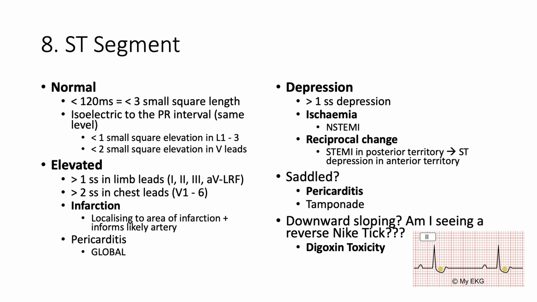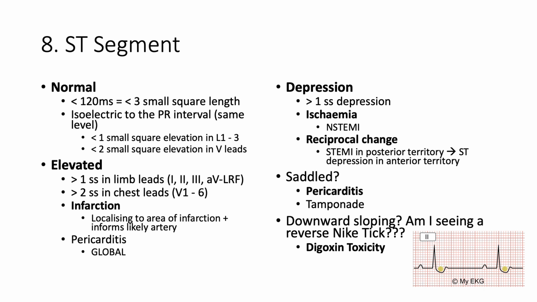Localizing to the area of infarction informs the likely artery. So you need to have a look at where the distribution is. If you have global ST elevation, then it's probably pericarditis. Please, please, please, if you ever see some ST elevation, just make sure that you glance at the rest of it. Even if you're pretty sure it's inferior, just make sure it's not everywhere, because the treatment for pericarditis versus an ischemic event will be very different.